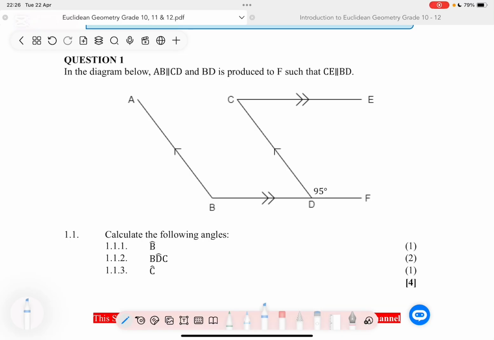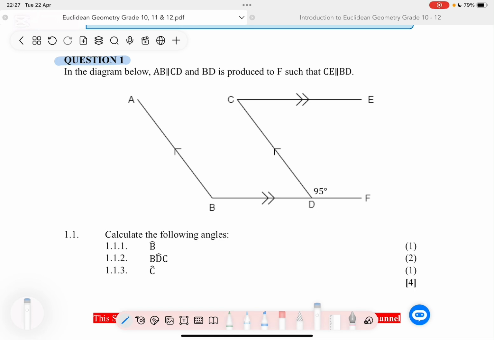Let us apply the theorems that are based on parallel lines by looking at question 1. The question says that in the diagram below, AB is parallel to CD and BD is produced to F such that CE is parallel to BD. Now what we have here is line AB being parallel to line CD, and we can see them by those small arrows.